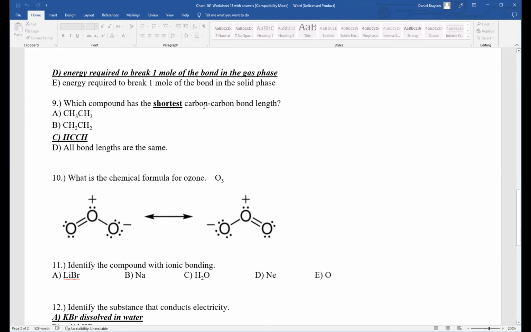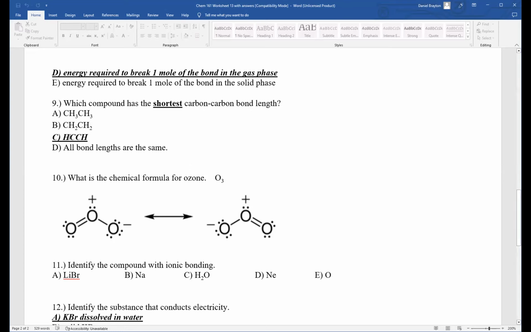Which compound has the shortest carbon-carbon bond length? From what we have covered already, this is basically the same question as above, just making you draw them out. So we've got 3 options here. They all have 2 carbons in them, and then hydrogens. The hydrogens only form 1 bond, so they're the capping or end terminal positions on the molecule, and that's it.